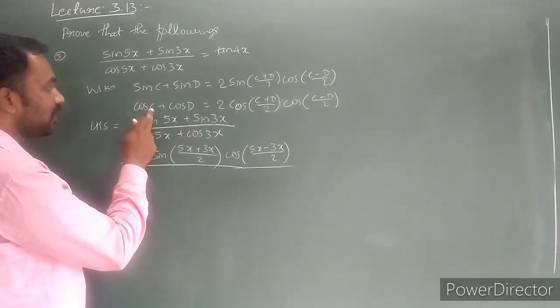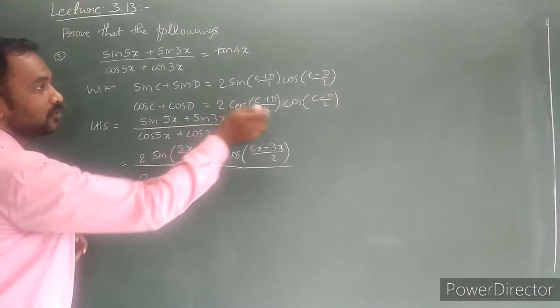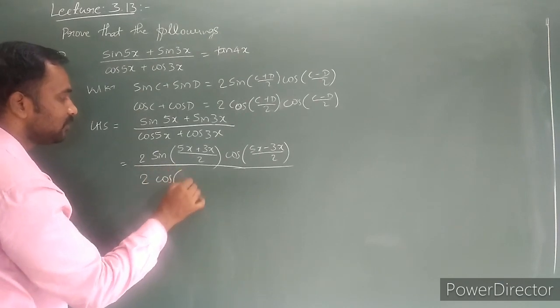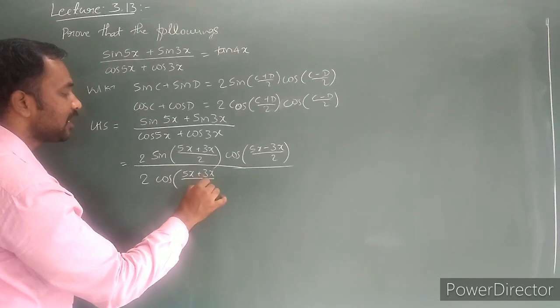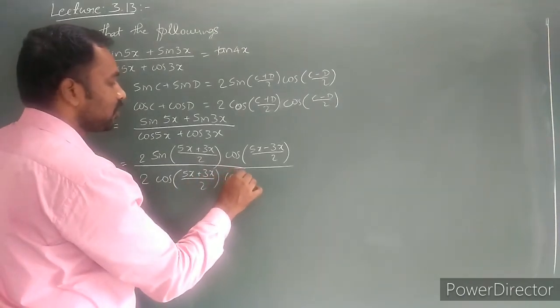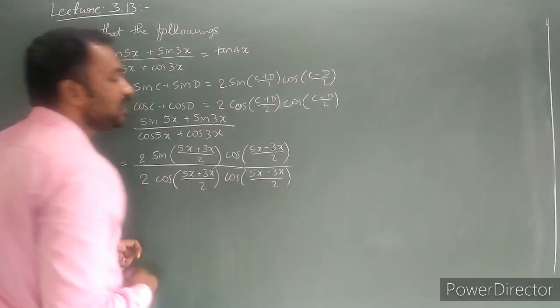The cos c plus cos d formula. The c value is 5x, the d value is 3x. Same, just write the 2 cos. That means 2 cos of, same on the result side, (5x plus 3x) divided by 2, into cos of (5x minus 3x) divided by 2.